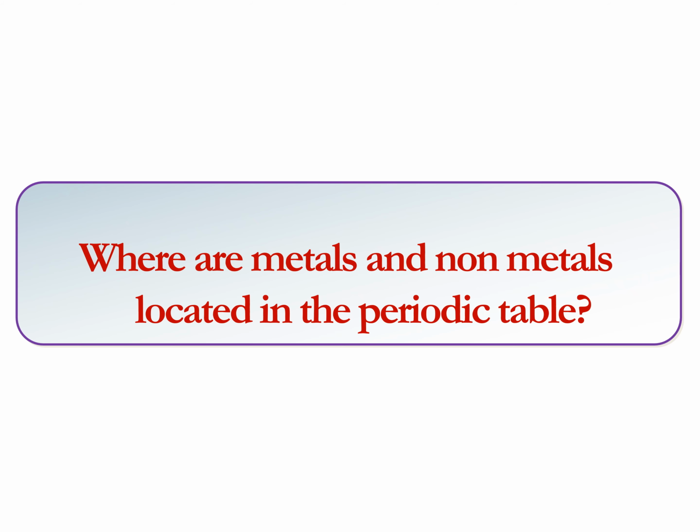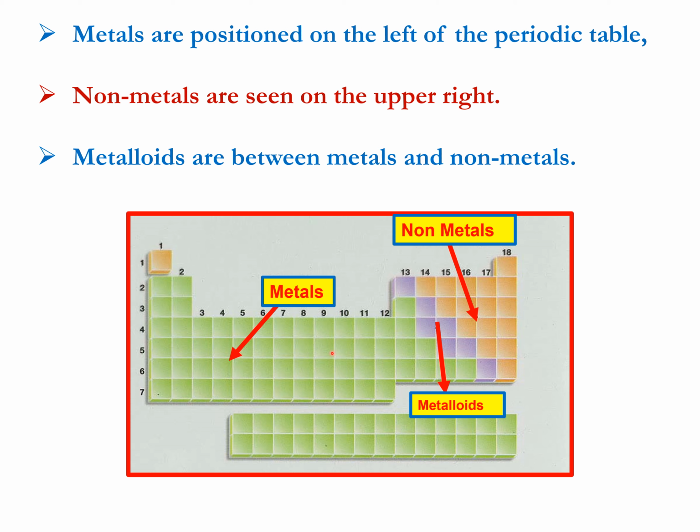So now we look at the periodic table to see where metals and non-metals are located. Metals are positioned on the left of the periodic table. So as you can see here, these are all metals. Non-metals are seen on the upper right, so these are non-metals. Metalloids are in between metals and non-metals, so these are metalloids.